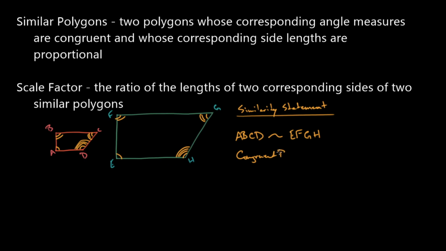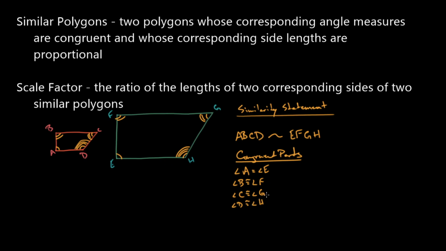So that's number one. Number two, then, we have their congruent parts, which is another thing that we can list out. Congruent parts, which in this case is just the angles. So angle A is congruent to angle E, and angle B is congruent to angle F, and angle C is congruent to angle G, and angle D is congruent to angle H.